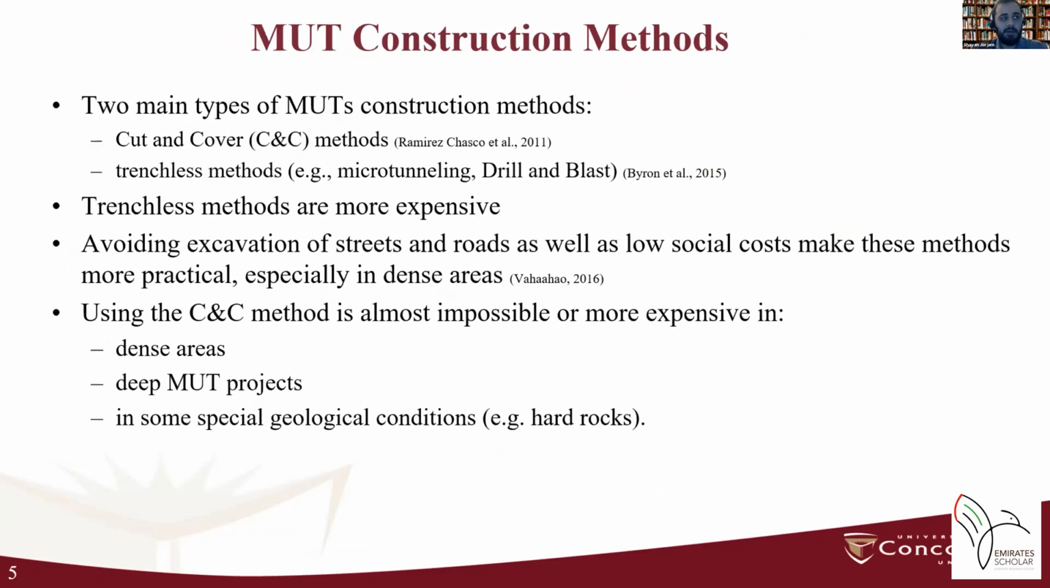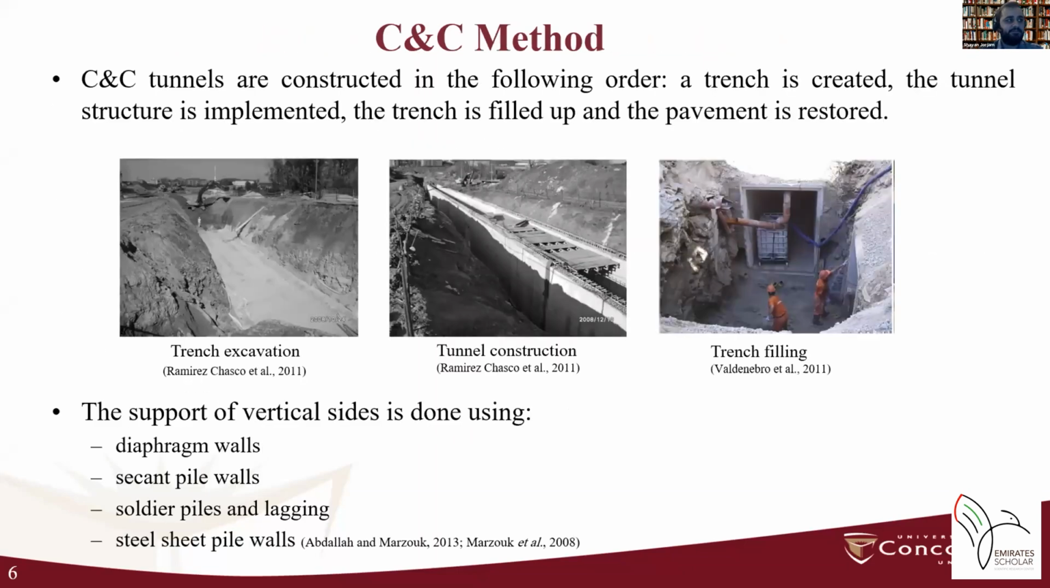MUT construction methods can be divided into two main types, which are cut and cover methods and trenchless methods. Trenchless methods are more expensive, but avoiding excavation of streets and roads, as well as low social costs, can make these methods more practical, especially in dense areas. Also, it should be mentioned that using cut and cover method is almost impossible or more expensive in dense areas, deep MUT projects, or in some special geological conditions like hard rocks.